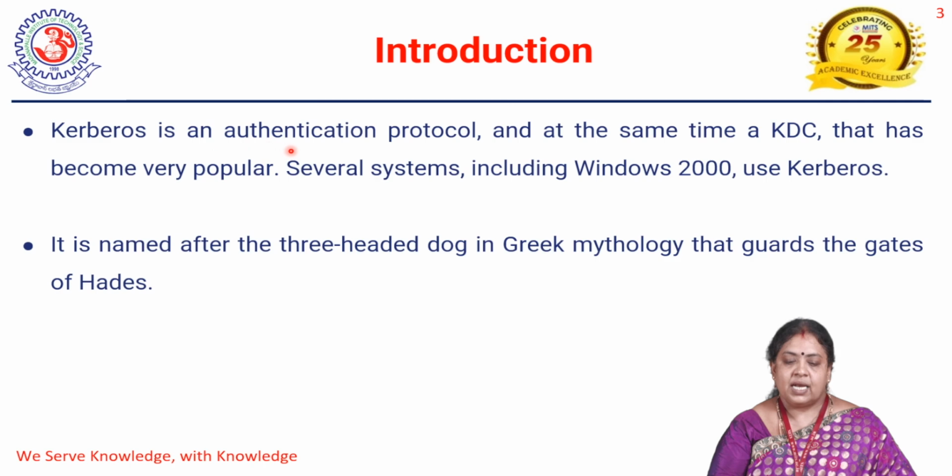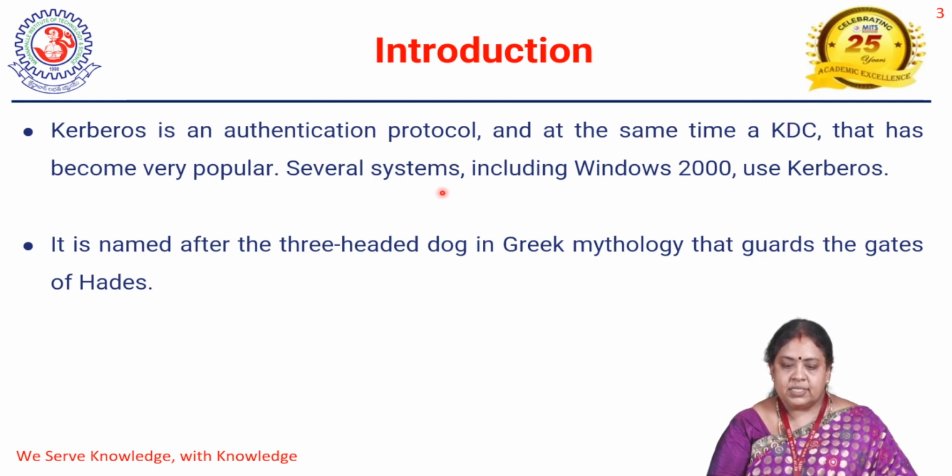So Kerberos is an authentication protocol. In addition, it also serves as a KDC. What do you mean by KDC? It is a key distribution center. It is a trusted third party which is going to distribute the keys between the sender and the receiver, whether in symmetric or asymmetric cryptographic algorithms. So Kerberos is an authentication protocol, and in addition, it also acts as a KDC.